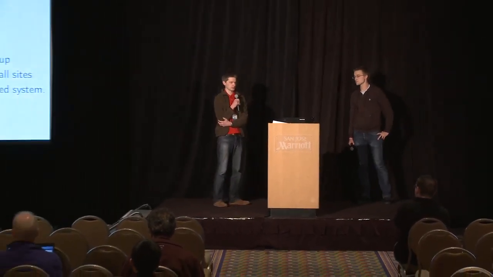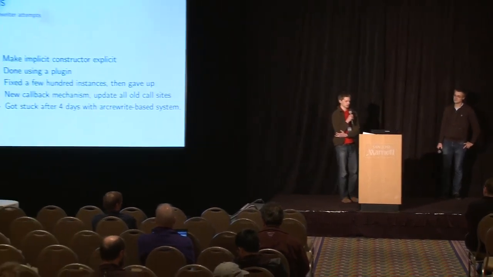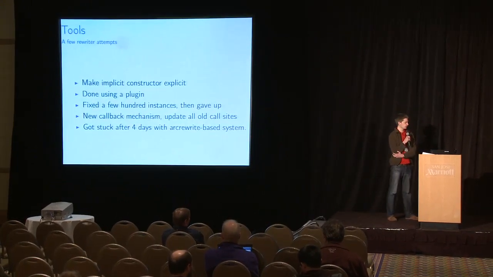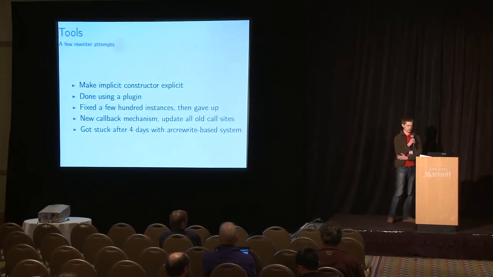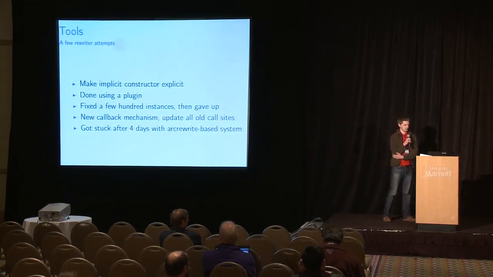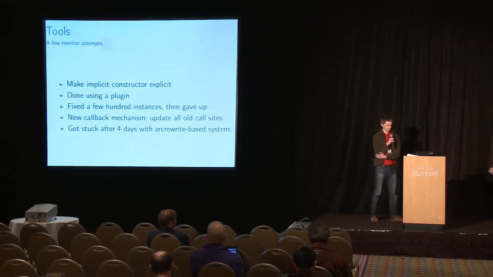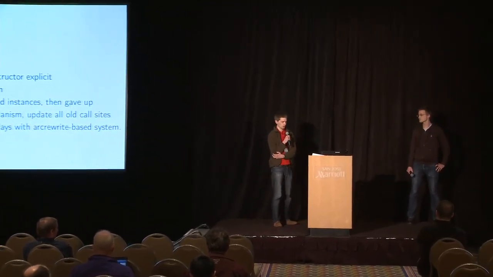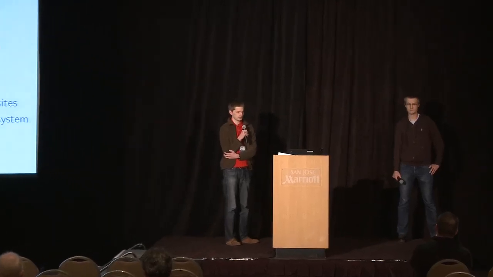For instance, we had this smart pointer class, and we wanted to replace all the implicit constructor calls and make them explicit. And we figured this should be pretty easy to do with a plugin, and it worked well at first. We fixed a couple of hundred instances, but then we ran into trouble and eventually had to give up because it turned out to be actually too hard for us. We had another example where we had written this new callback mechanism for Chromium, and someone figured, hey, let's update all the old code using a tool. They based it on the ARC rewrite system, and I think a colleague of ours spent 4 days trying to do this, but that was apparently too hard as well.